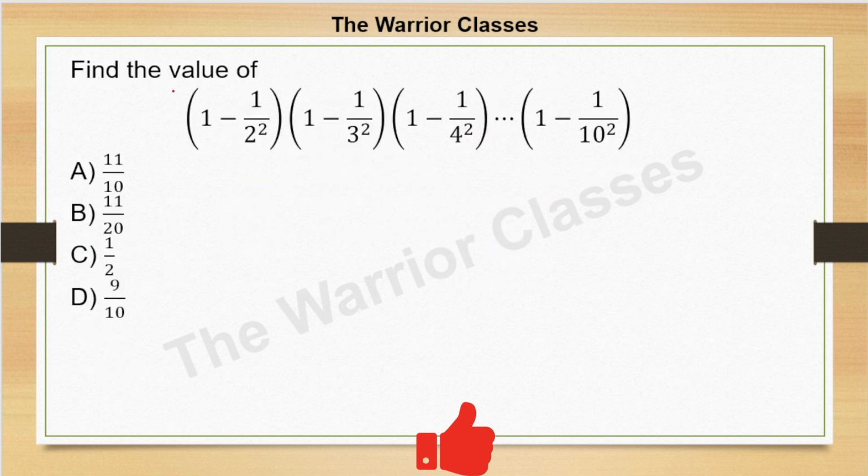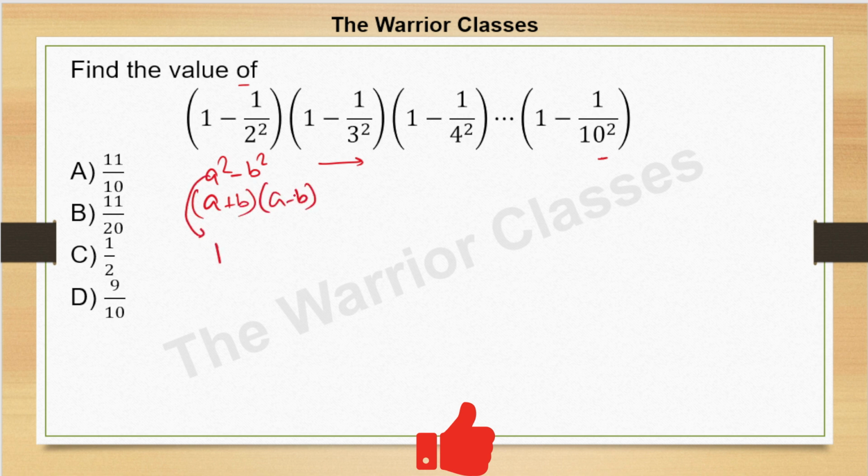Our next question here is to find the value of, in the bracket, 1 minus 1 over 2 square. Similarly the pattern goes 1 minus 1 over 3 square and so on, and the pattern goes up to 1 minus 1 over 10 square, right? Now if you look, it is in the form of a square minus b square, and we write it as (a plus b) multiplied by (a minus b), right?